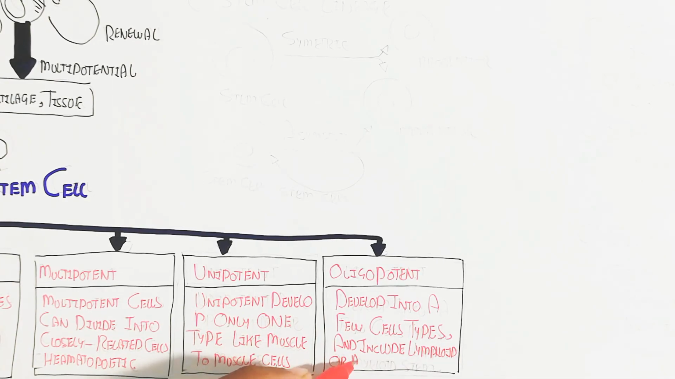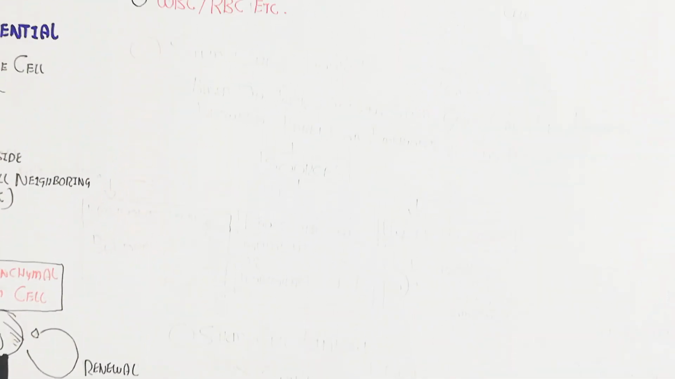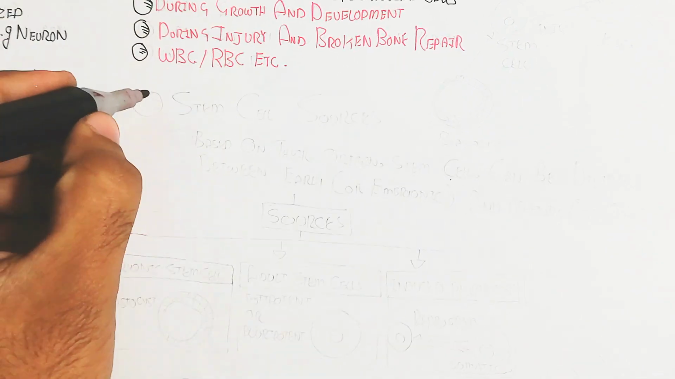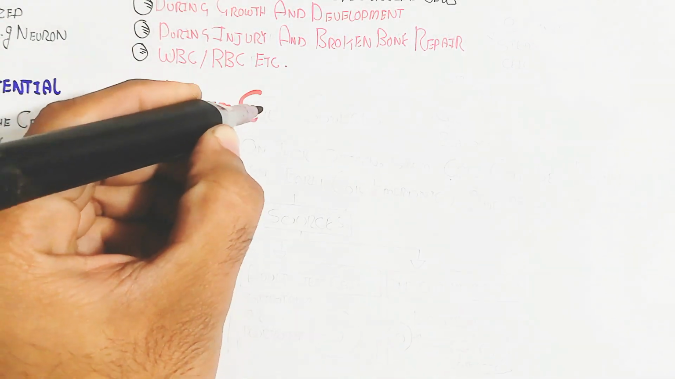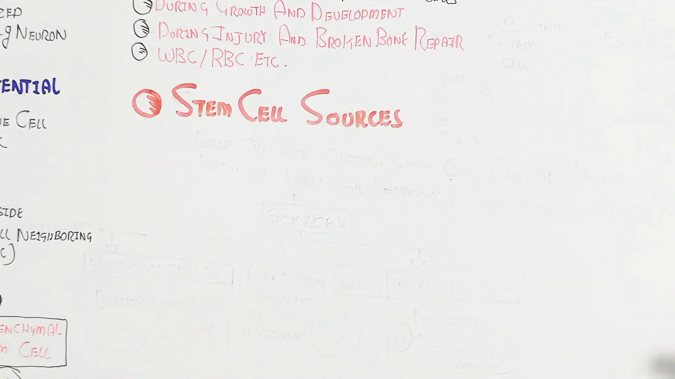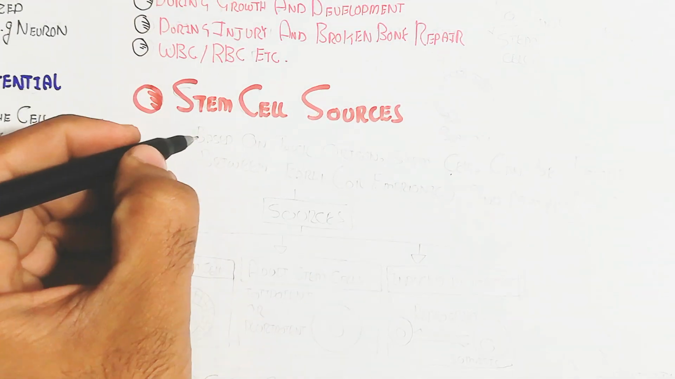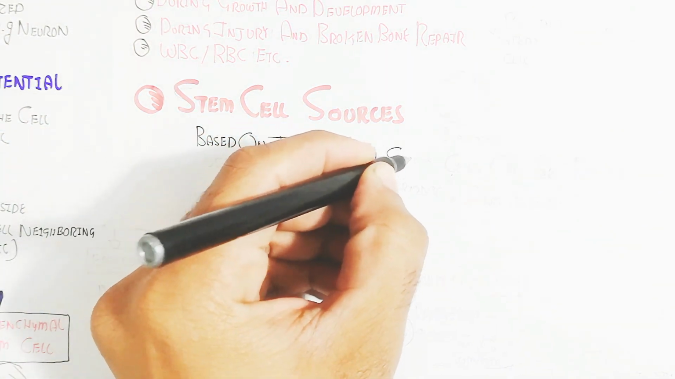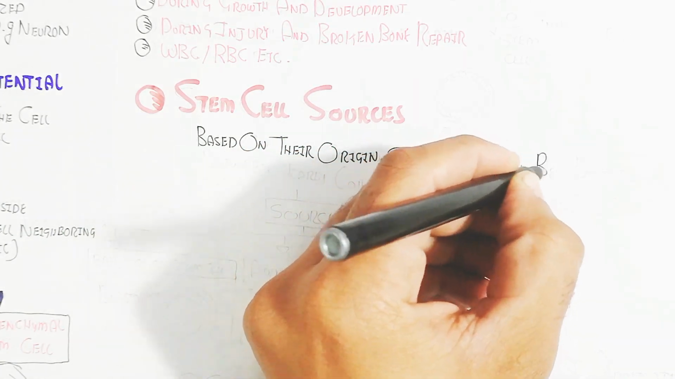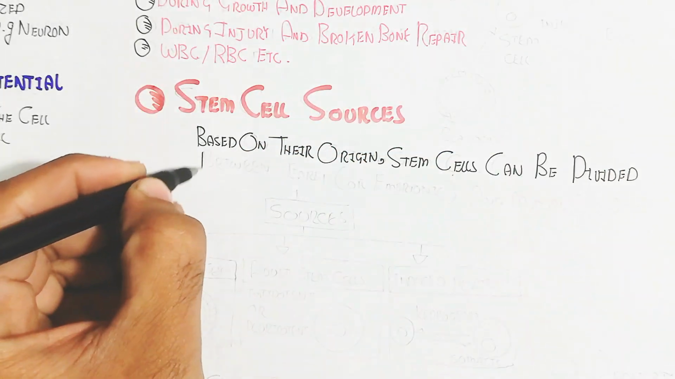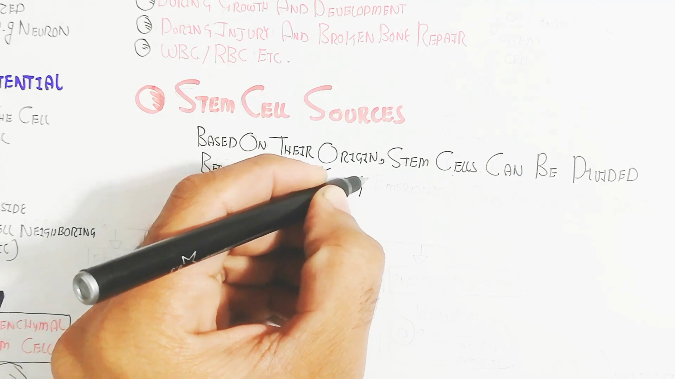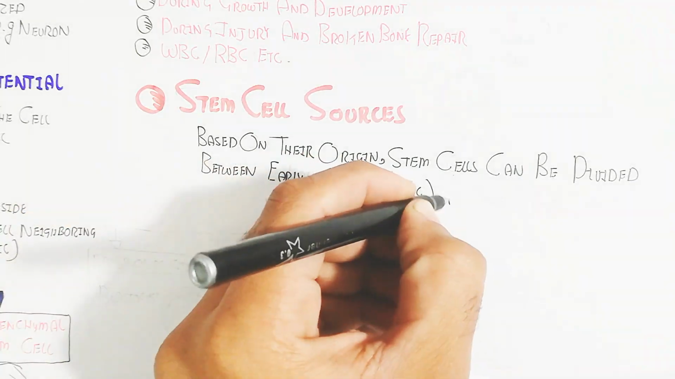Anyhow, let's begin to understand the sources of the stem cell. The stem cell source is based on their origin, where the stem cell is present, like bone marrow or some other part of the body, in the muscle or other parts. Based on their origin, stem cells can be divided into early or embryonic, and mature or adult.